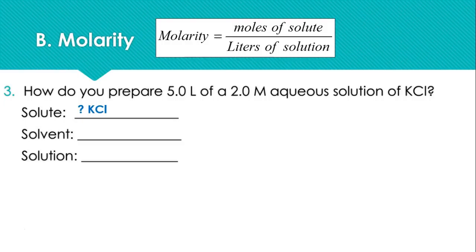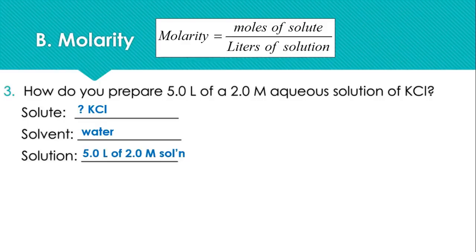The solvent. Now, in the past, we just said we don't need that for the equation, but we need to prepare the solution, so we definitely need to know what the solvent is. This is aqueous, which means it's dissolved in water. Now, all the information is actually for the solution. We've got 5 liters of a 2.0 molar solution. So all of that's going to go here.